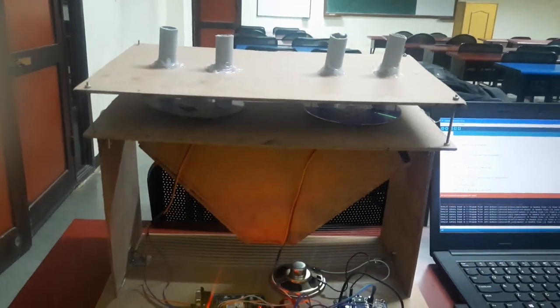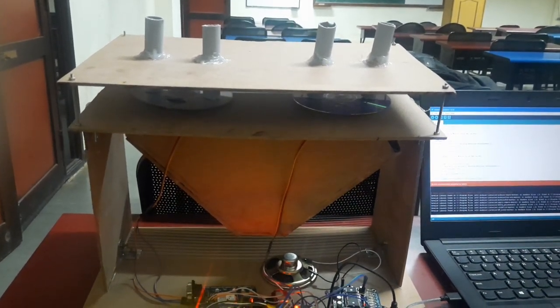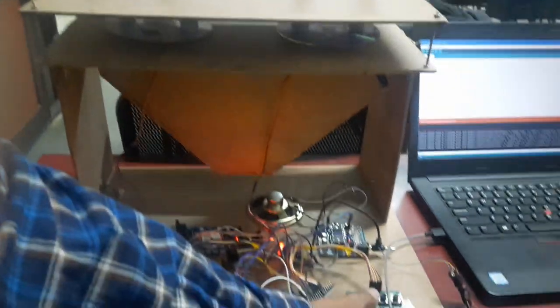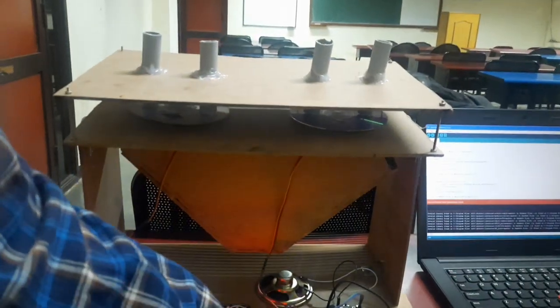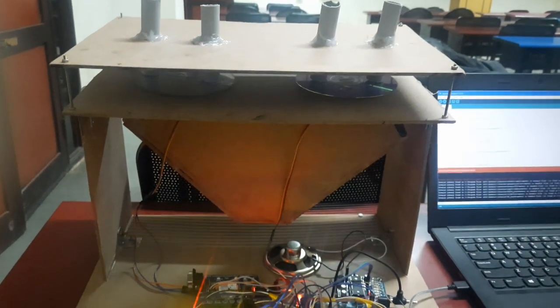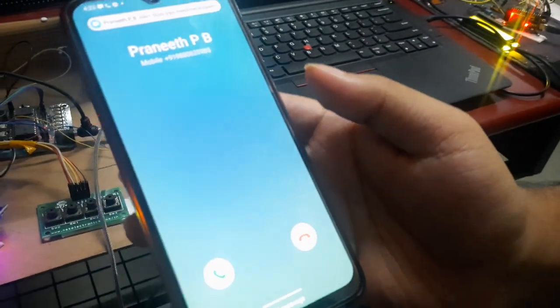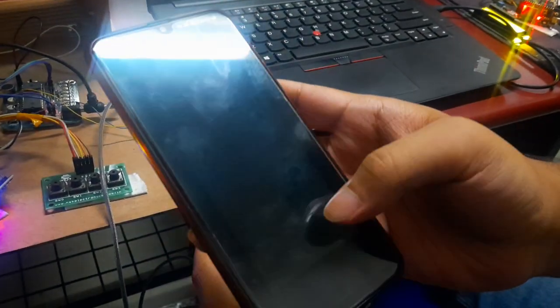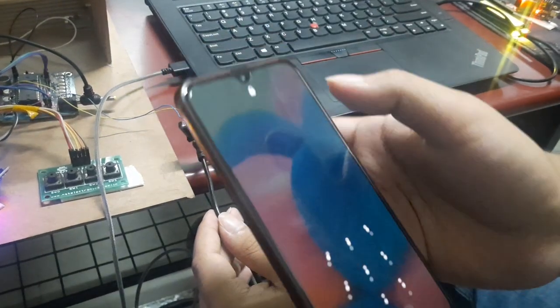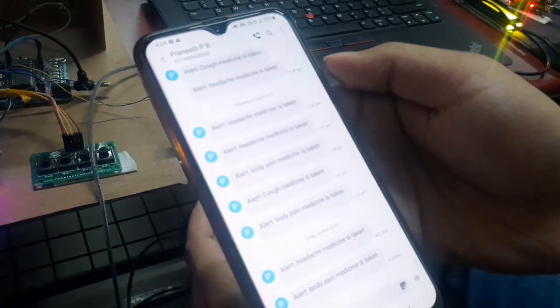Now the time is 4:20 and 50 seconds. A voice announcement is made. The button is pressed. The pill is dispensed. A phone call is made to the caretaker. An SMS alert will also be sent saying that body pain medicine is taken.